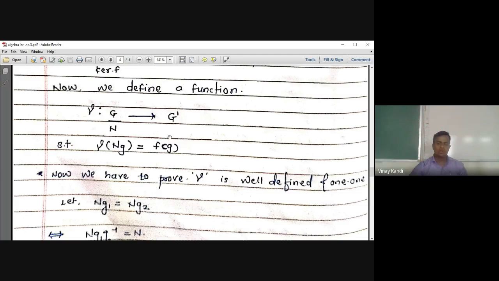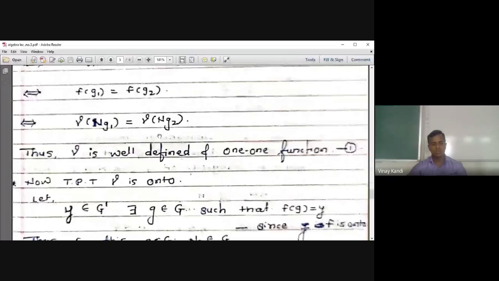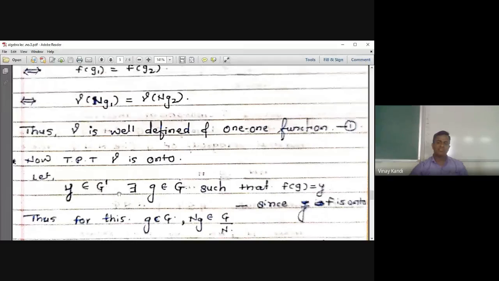Okay, म्हणजे onto means काय, range of that function is nothing but whole codomain. Now you have to show that this gamma is onto. For this, let any element y belong to G dash. Then there exists g belonging to capital G such that f(g) is equal to y. जर मी एखादा एलिमेंट G dash मधून घेतला तर डेफिनेशन ऑफ द फंक्शन f काय मिळणार मला, देयर एक्झिस्ट बाय दिस डेफिनेशन.